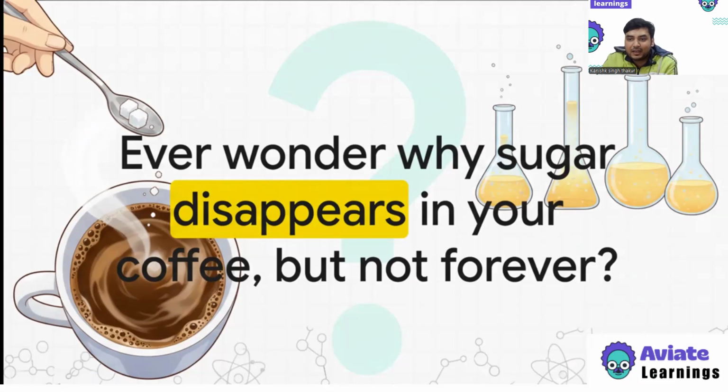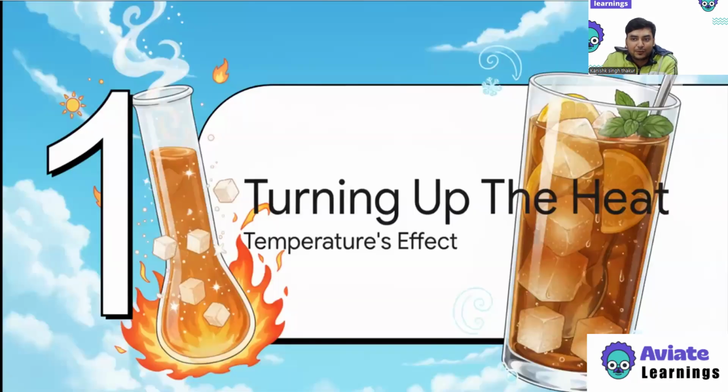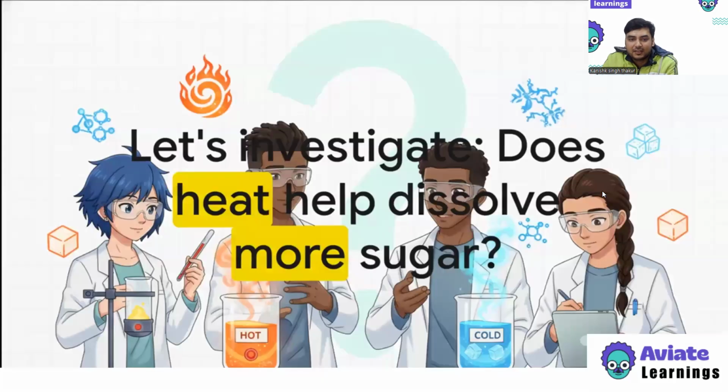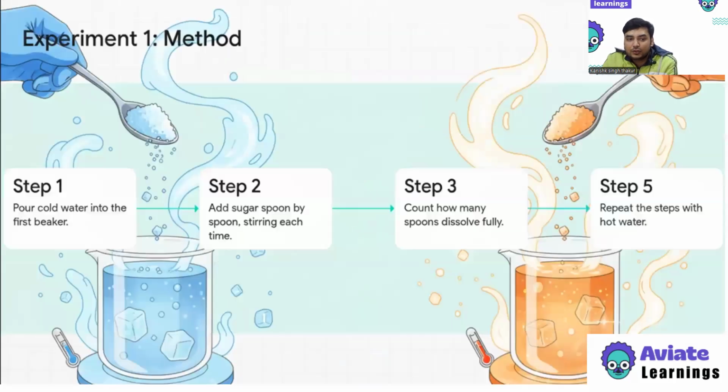The very first experiment is turning up the heat. We have to know the effect of temperature. In this experiment, we will take two beakers. The first beaker will have cold water and the second beaker will have hot water. I'll be adding sugar to both of them and see how much sugar I can dissolve.